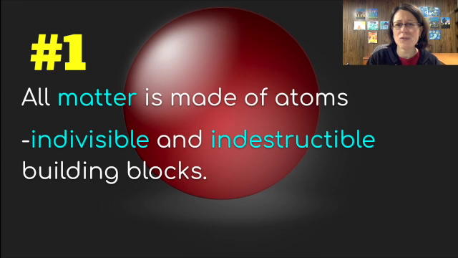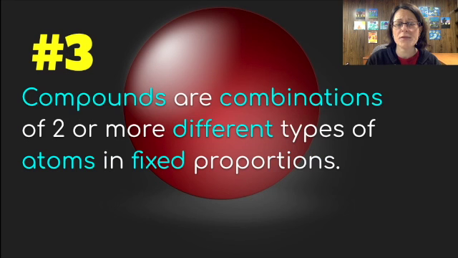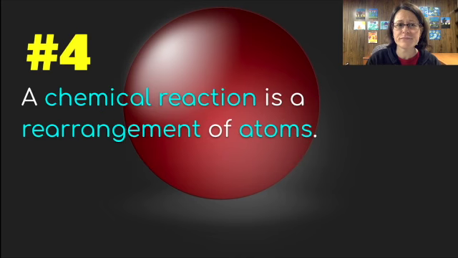He thought the atom was like a solid round ball. That's why I have that picture in the background. The second thing was, he said, all atoms of a given element have the same mass and properties. Atoms of different elements have distinct masses and properties. The third thing he concluded was that compounds are combinations of 2 or more different types of atoms in fixed proportions. And his fourth conclusion was a chemical reaction is a rearrangement of atoms.